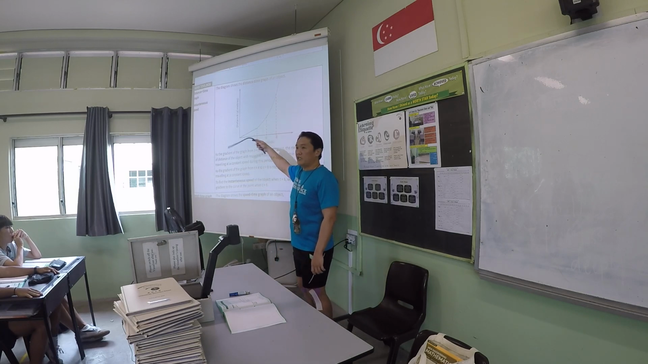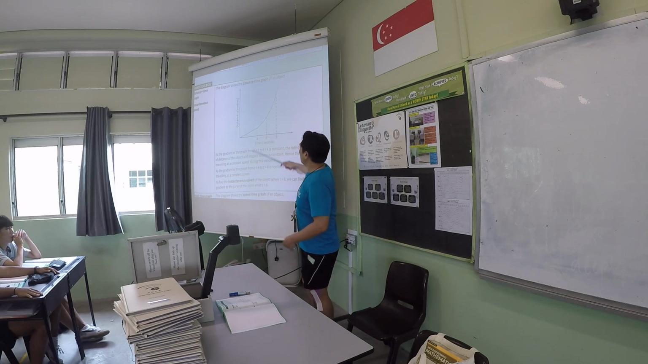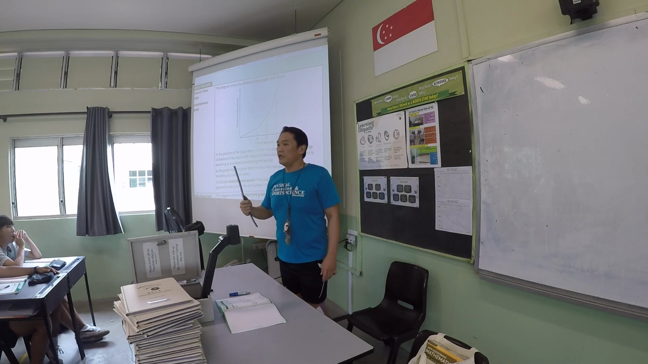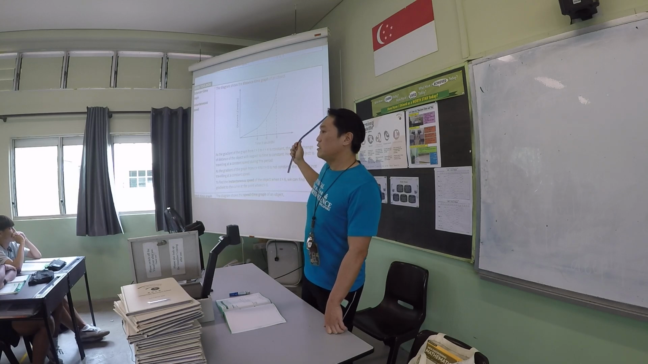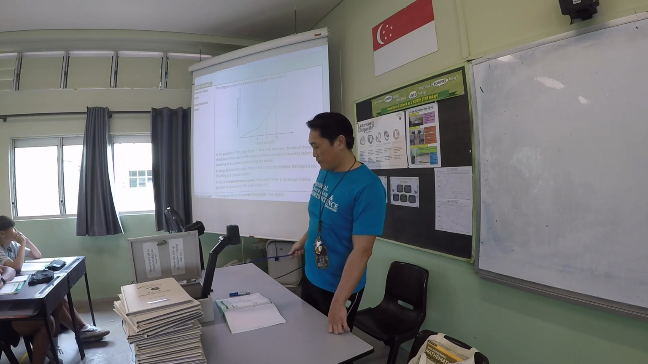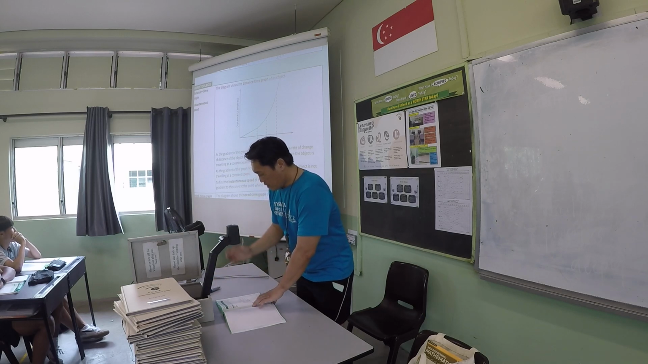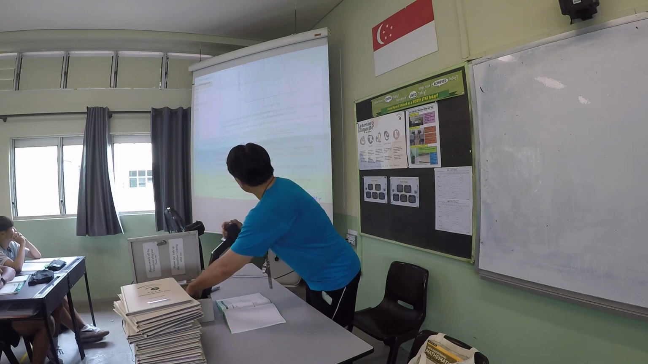Meaning, gradient is speed up. Meaning he is picking up speed. He is running faster and faster and faster. Okay? So these are the things that we can know from a distance time graph.